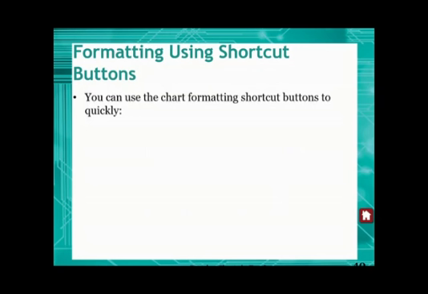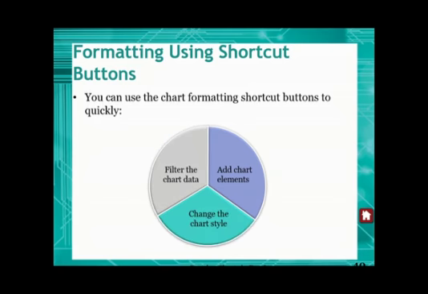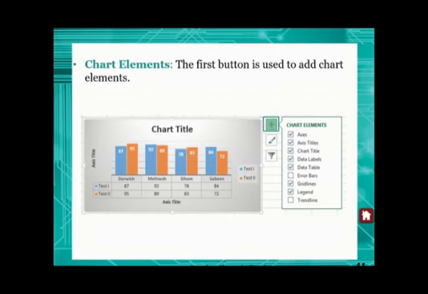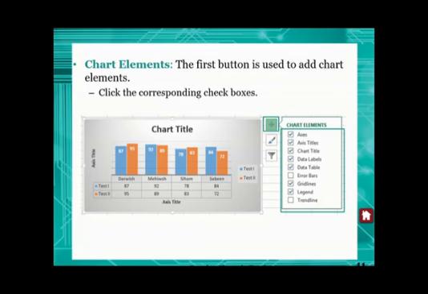Now let us understand formatting using shortcut buttons. You can use the chart formatting shortcut buttons to quickly add chart elements, change the chart style, and filter the chart data. Number 1, Chart Elements. The first button is used to add chart elements. Click the corresponding check boxes.